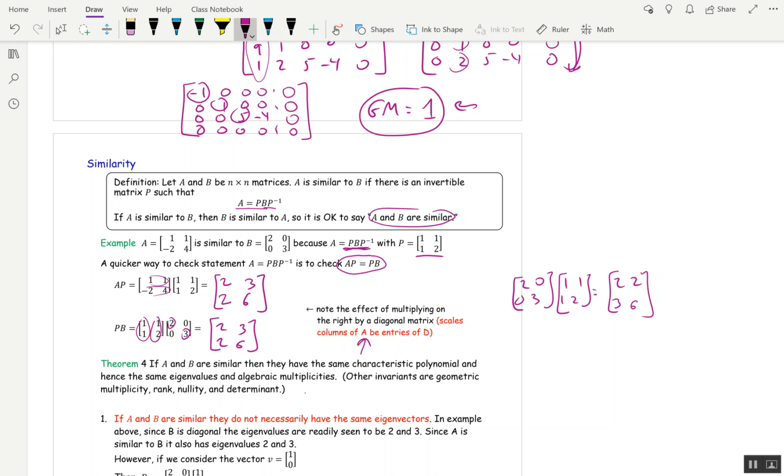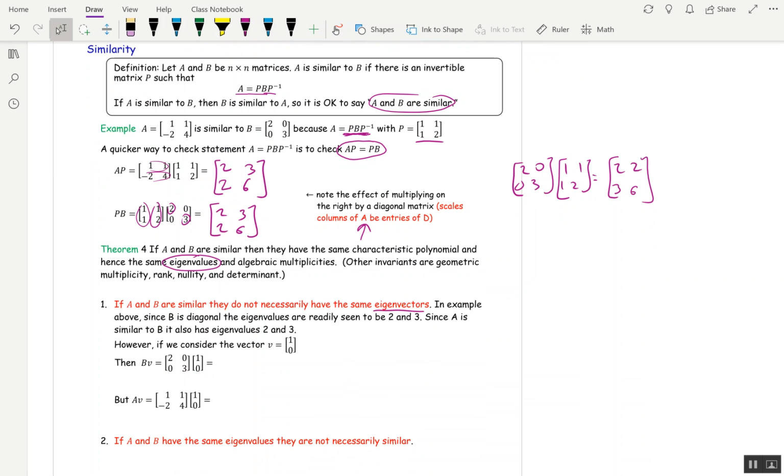If A and B are similar, they have the same eigenvalues. And that's because they have the same characteristic polynomial. However, they don't necessarily have the same eigenvectors. So they have the same eigenvalues, but not necessarily the same eigenvectors. And to illustrate that, I'm going to show you that the vector v here is an eigenvector for one of the matrices B or A, but not the other. And we know that A and B are similar because we just showed it above.